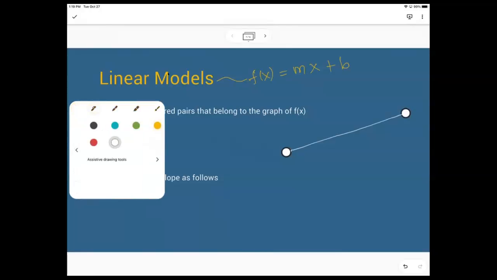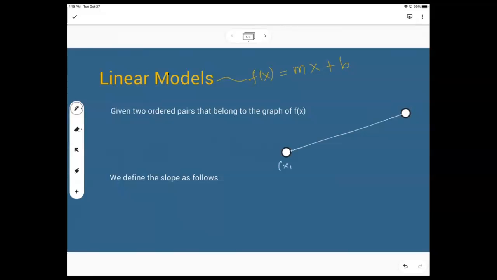And so if we had two ordered pairs, let's say that we have one ordered pair that has coordinates x1, y1, and another one that has coordinates x2, y2, then the slope is defined as a ratio, something typically written as y2 minus y1 in the numerator, and then x2 minus x1 in the denominator. This is what we would denote with the letter m, and that's usually what we call the slope.